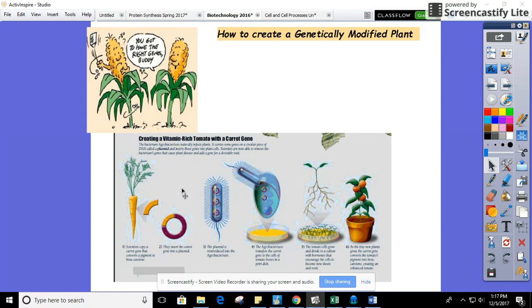So if we want to create a vitamin-rich tomato with a carrot gene, we're going to take that gene out of the carrot. We're going to put it into a plasmid, which is in this case a bacterium, that we're going to use as a medium to transfer that gene into the growing tomato plant, so that now that tomato plant will have that carrot gene. That's a genetically modified organism.